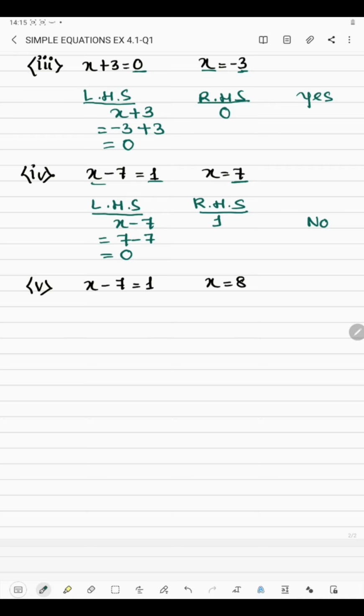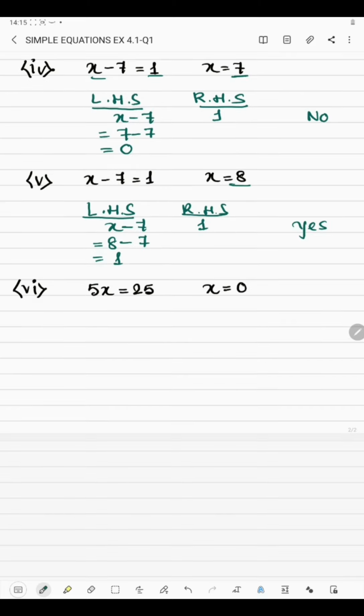Now in the fifth equation we have x minus 7 is equal to 1. So we'll write whatever is there on the left hand side, which is x minus 7, and the value of x is 8, so we'll put 8 in place of x. So 8 minus 7 is 1, and on the right hand side we have 1. So here left hand side is equal to right hand side, so that means this is the solution of the given equation, so we'll write yes.